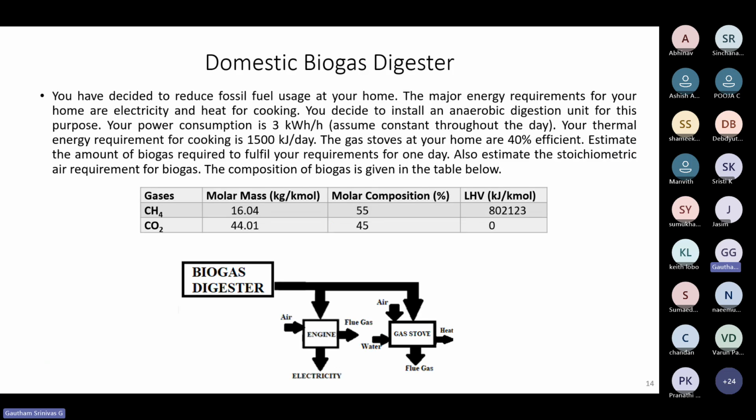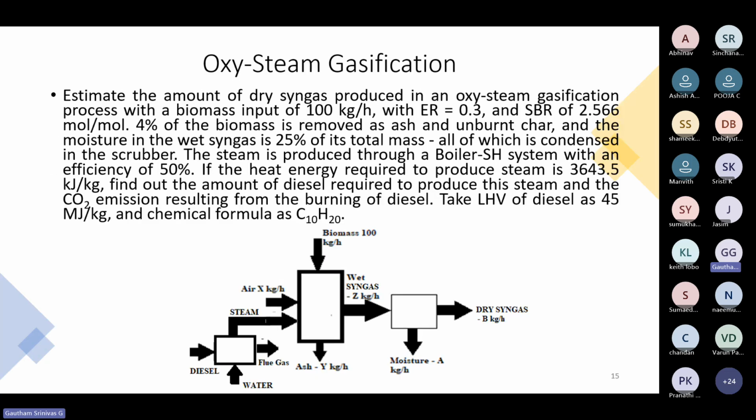We'll start with oxy-steam gasification. So you have this diagram. What happens in oxy-steam gasification is you have a reactor. In the reactor, we are using some biomass. We are inputting about 100 kg of biomass.